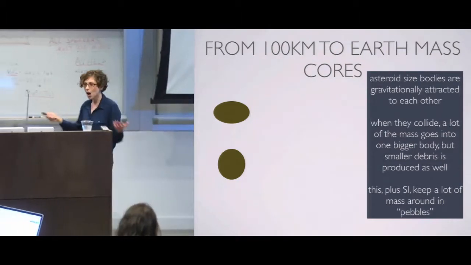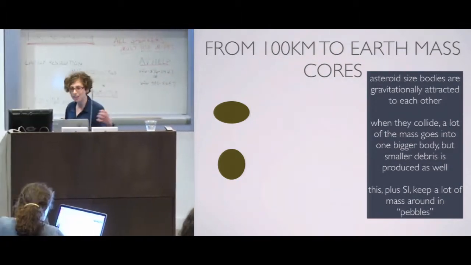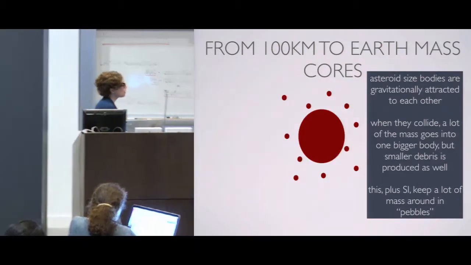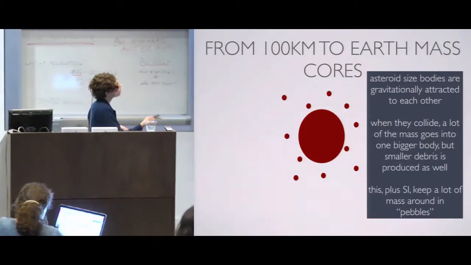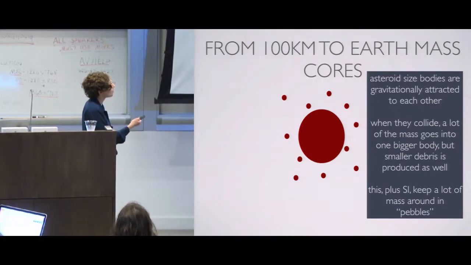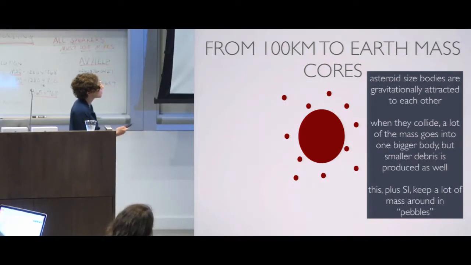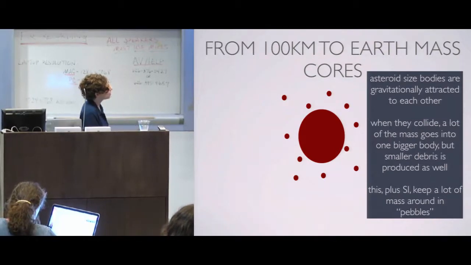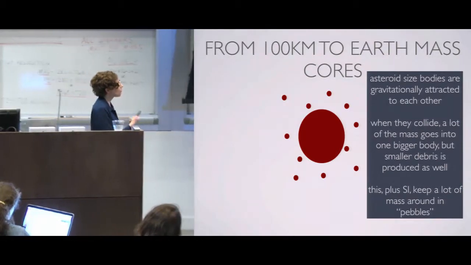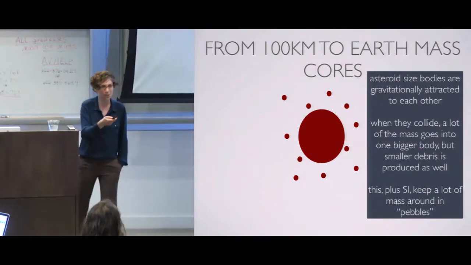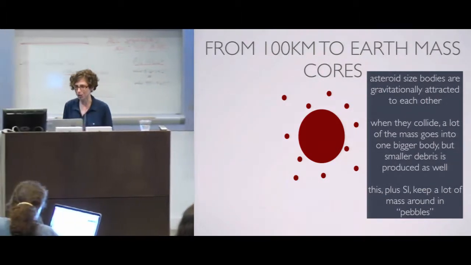So now we have these 100-kilometer bodies, and they start smashing into each other. And when they collide with each other, they grow bigger, and then they also produce these fragments. And so the really neat thing about the combination of these collisions and also the streaming instability making planetesimals is that you're left behind with this population of little small things, which are often now called pebbles. And this leads us to maybe another catchphrase you've seen, which is pebble accretion.